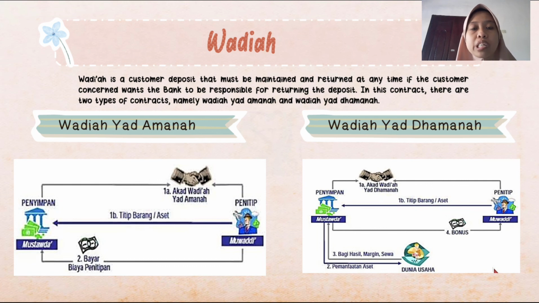And the explanation about the Wadi'ah Yad Damanah scheme: in this contract, the recipient of the deposit may use or utilize the deposited goods. If the deposited goods are used by the recipient of the deposit to gain benefit, then profit sharing, margin, or rent can be made according to the agreement between the two parties. In this case, the recipient of the deposit is obligated to return the deposited goods in one piece.